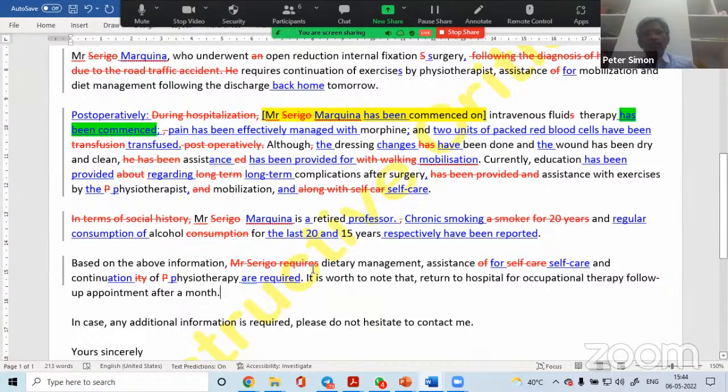So based on the above information, dietary management, assistance for self-care, and physiotherapy are required. Self-care means maybe performing activities of daily living. These three things are required for him.